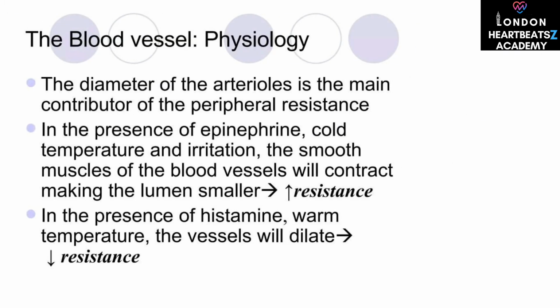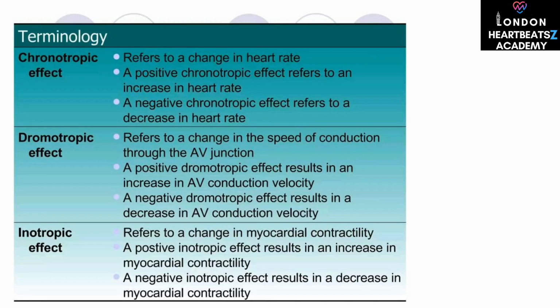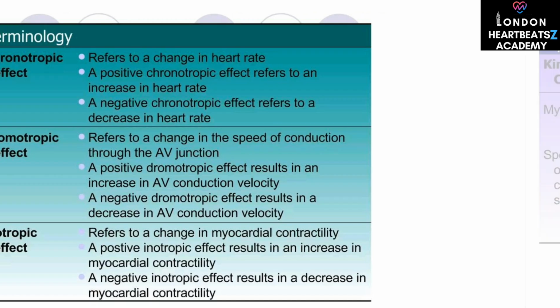The diameter of arterioles largely determines peripheral resistance. Epinephrine, cold, and irritation cause vasoconstriction, increasing resistance. Histamine and warm temperatures cause vasodilation, decreasing resistance. Chronotropic effect changes the heart rate. Dromotropic effect changes the speed of conduction. Inotropic effect refers to changes in myocardial contractility.